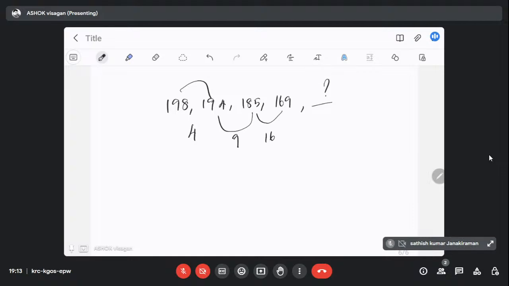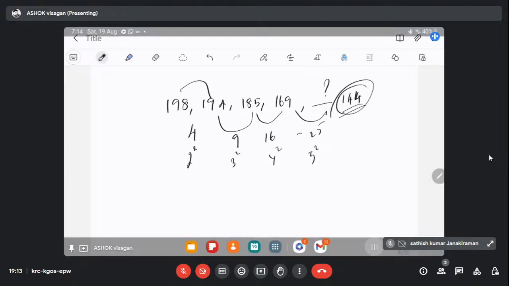So I told you already, if you take the difference, you can definitely find out some pattern behind it. Here I'm having the numbers 2 square, 3 square and 4 square. Then what can be the last one? 5 square, 25. So 169 minus 25, what is the answer? The final answer is 144. 144 is the final answer for this given question.